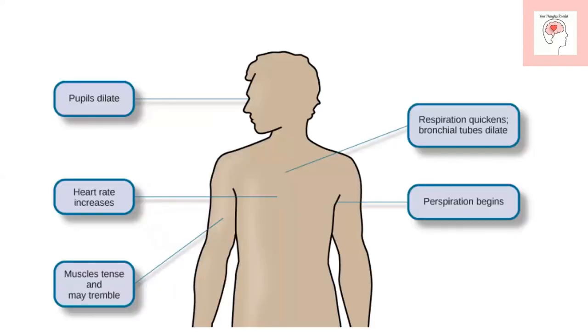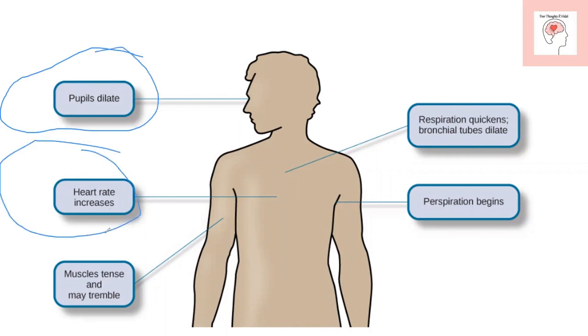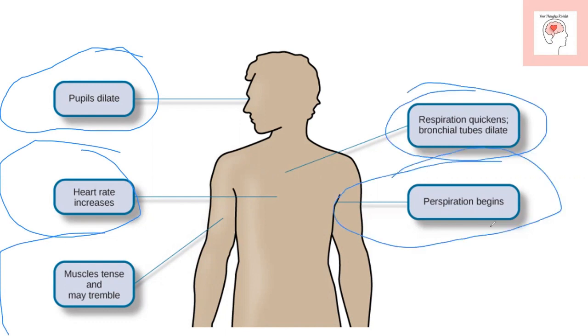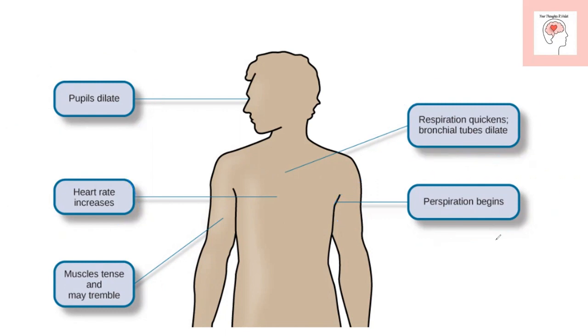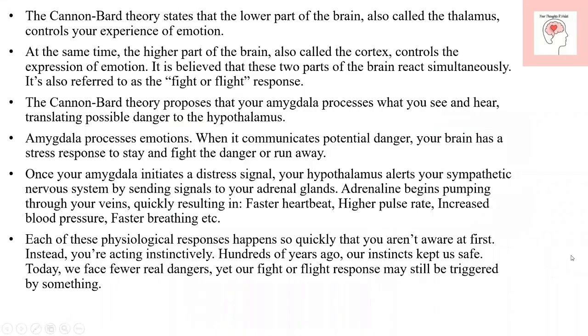Then let's see this. So what physiological changes happen because of the sympathetic nervous system? Pupils dilate, heart rate increases, muscles tense and may tremble, respiration quickens, and perspiration begins. These are some of the physiological responses to stress. The Cannon theory states that the lower part of the brain, also called the thalamus, controls your experience of emotion.